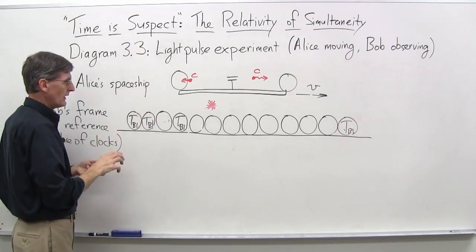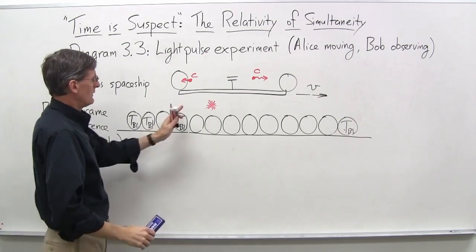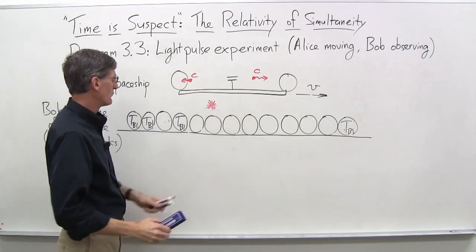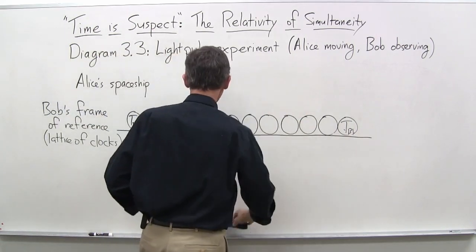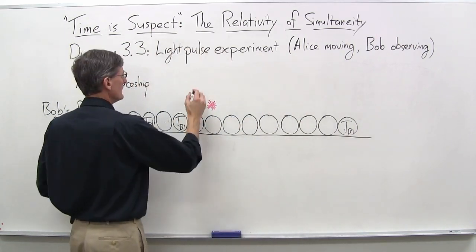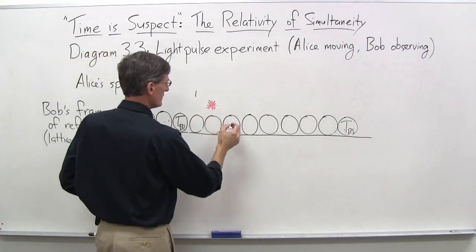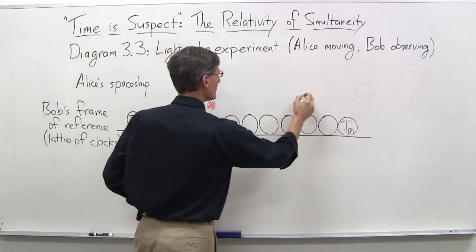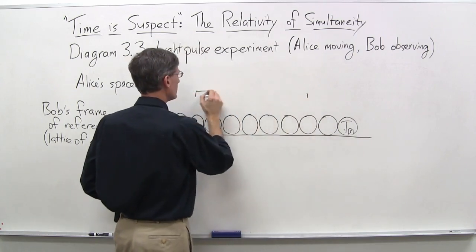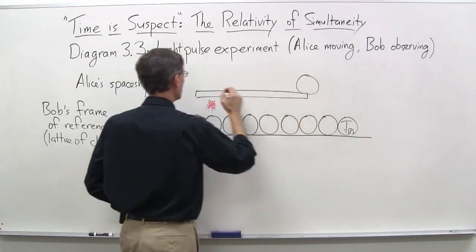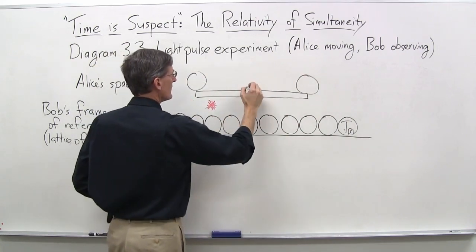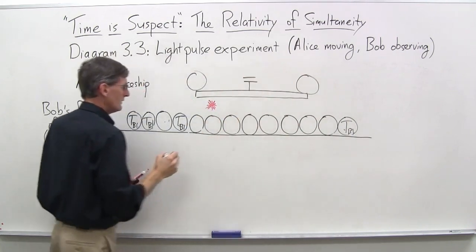And so now Alice, his spaceship, will move it over one more clock here. And so now it's here. Let's see, where was it? 1, 2, 3, 4, 5. I think here is where it is now, that front part. So there's that clock. Here's the gun in the middle.